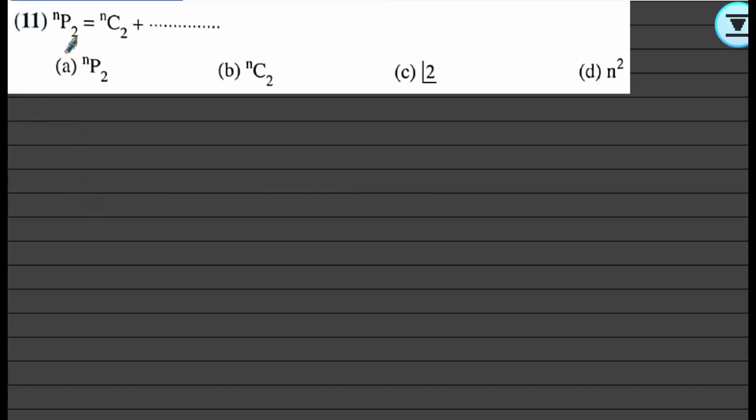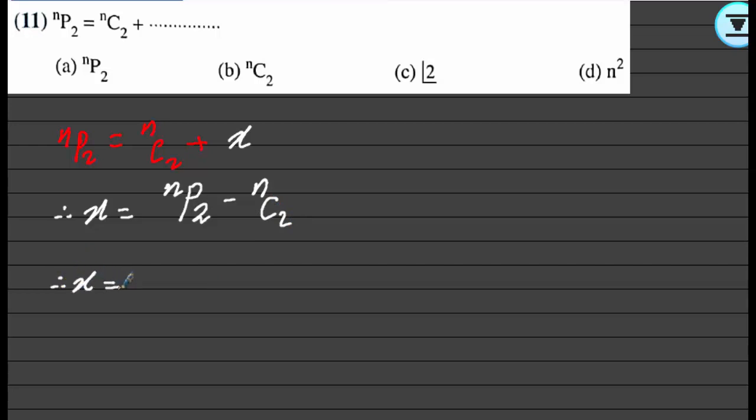Question number 11. NP2 equals NC2 plus X. So X equals NP2 minus NC2. It is NP2 here over factorial 2.